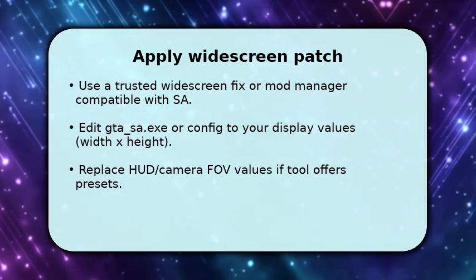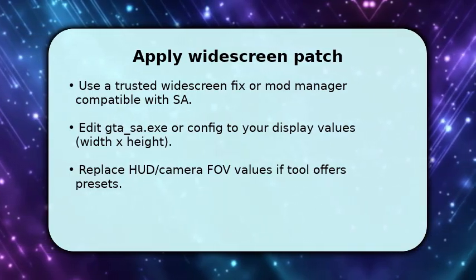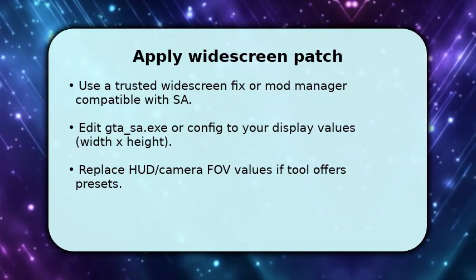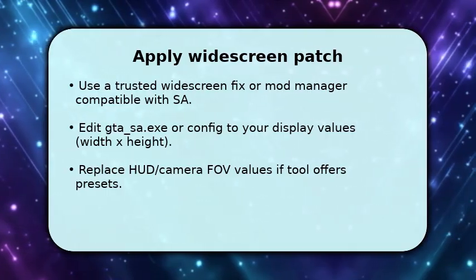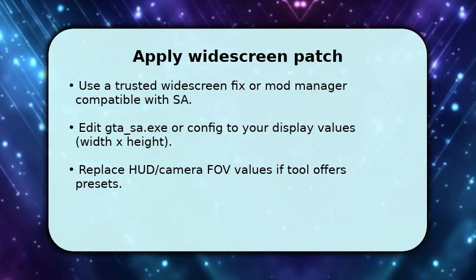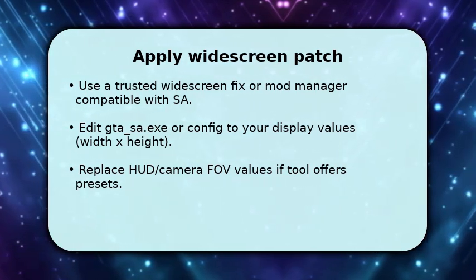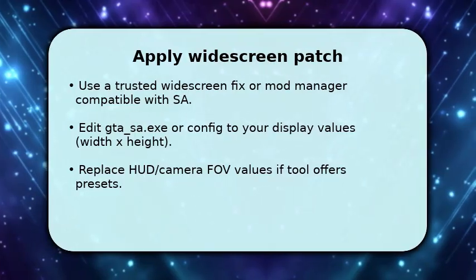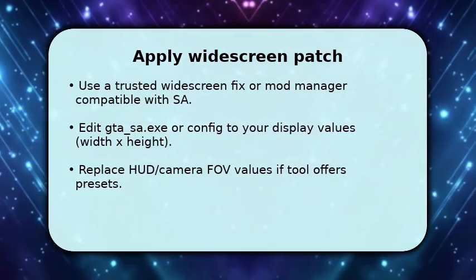The tool often adjusts HUD scaling and camera FOV, change those to match 16:9 or your ultra-wide ratio. After applying, run the game in windowed mode first to confirm HUD placement, then switch to full screen to validate that menus and cutscenes render correctly.